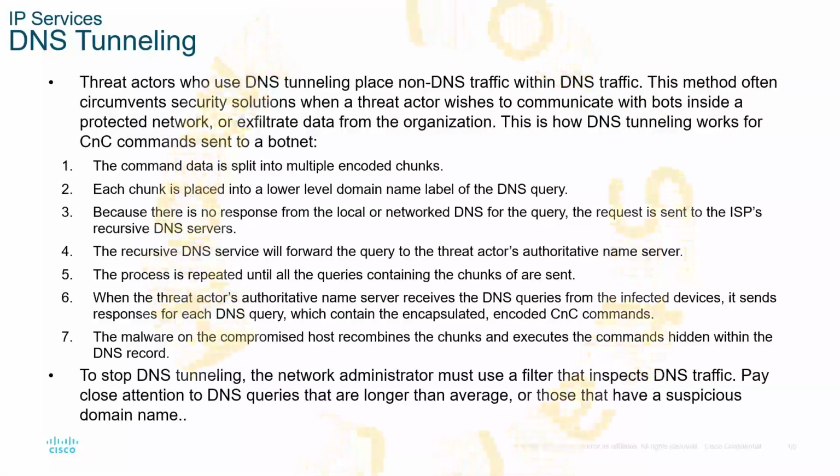The 7 main steps are: the command data is split into multiple encoded chunks. The chunk is placed in the lower level domain name label of the DNS query. Because there's no response from the local or network DNS for the query, the request is sent to the ISP. Recursive DNS then occurs. The recursive DNS service will forward the query to the threat actor's name server. The process is repeated until all queries containing the chunks of data are sent.